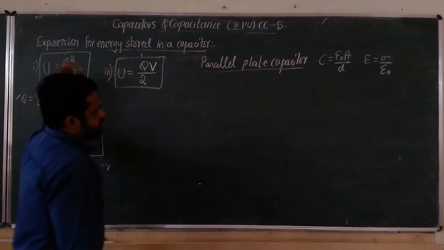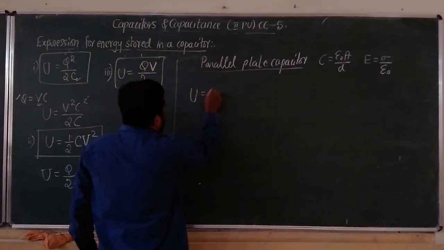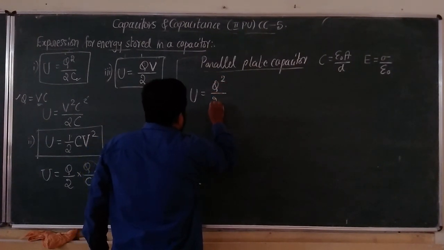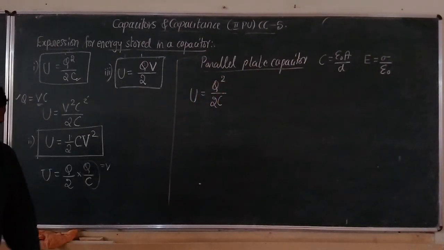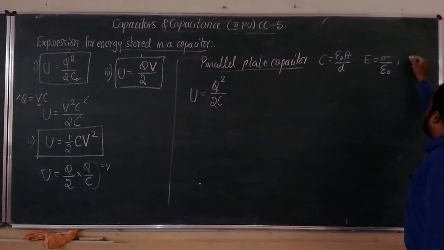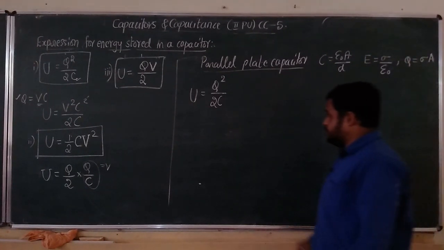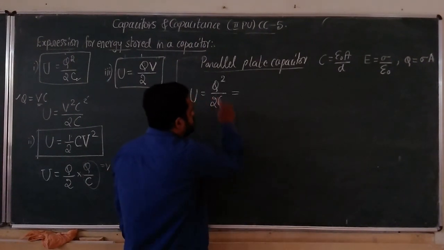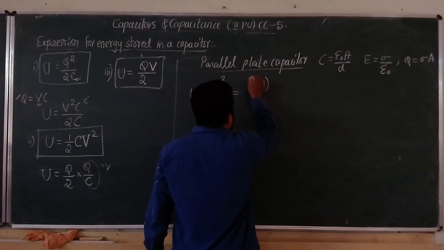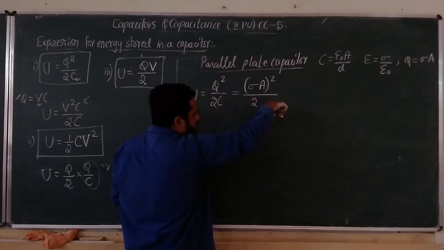Now consider this equation. Energy stored U is equal to Q square divided by 2C. Now one more relation is there: the magnitude of charge stored in the capacitor can be written as sigma into A. Charge density is charge per area. Q divided by A is sigma, therefore Q can be written as sigma into A. So now this equation can be written as sigma into A whole square divided by 2 into C, that is, 2 into 1 by C.